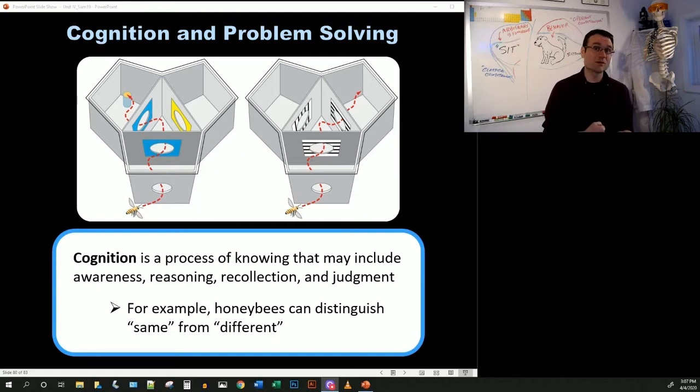You wouldn't think of them as being very intelligent. They're almost robotic in a lot of their responses. But bees can learn the difference between the concepts of same and different.